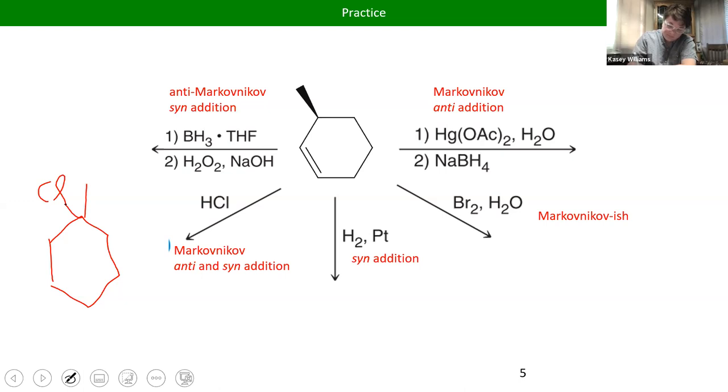And if we wanted to get really picky about trying to order those, we could say, well, yeah, we're going to get almost equal amounts, but maybe it's 27% this product instead of 25%. Instead of being exactly equal, for the hydroboration one, we might see that the ones that put the OH farther away from the methyl group, on the trans side, on the opposite side of the ring, might be very slightly favored just because of the sterics.